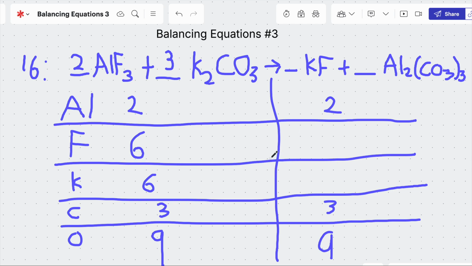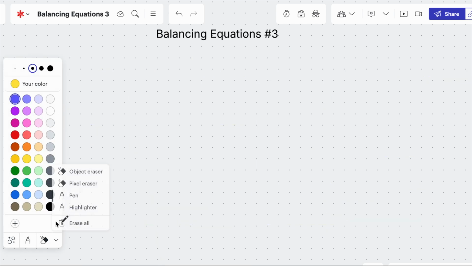So what times 1 is 6? In this case, that will be 6. So 6 times 1 for our K, that's 6. 6 times 1 for our F, it's also 6. And since everything matches up, plug in 1 for our blank, and we're good to go. That's 16. Okay, gonna erase this.